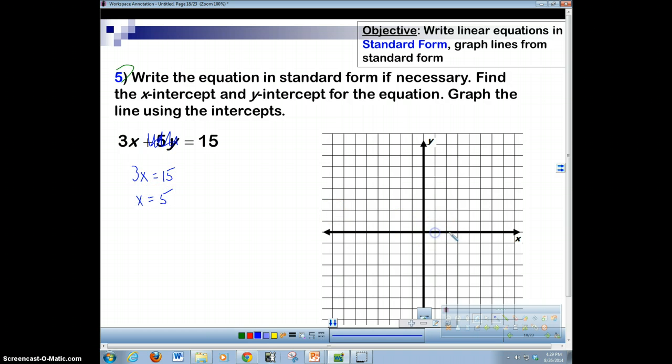So x equals 5. 1, 2, 3, 4, 5. I'm gonna write that right away. Okay, we need the 5y back. Sorry. Okay, but we don't need the x anymore. So 5y equals 15. Y equals 3. 1, 2, 3. Plot that dude.